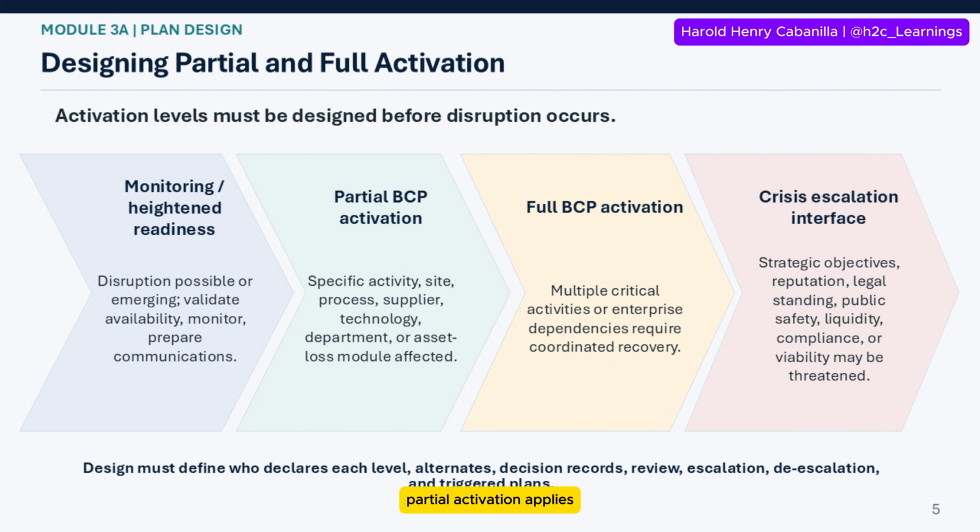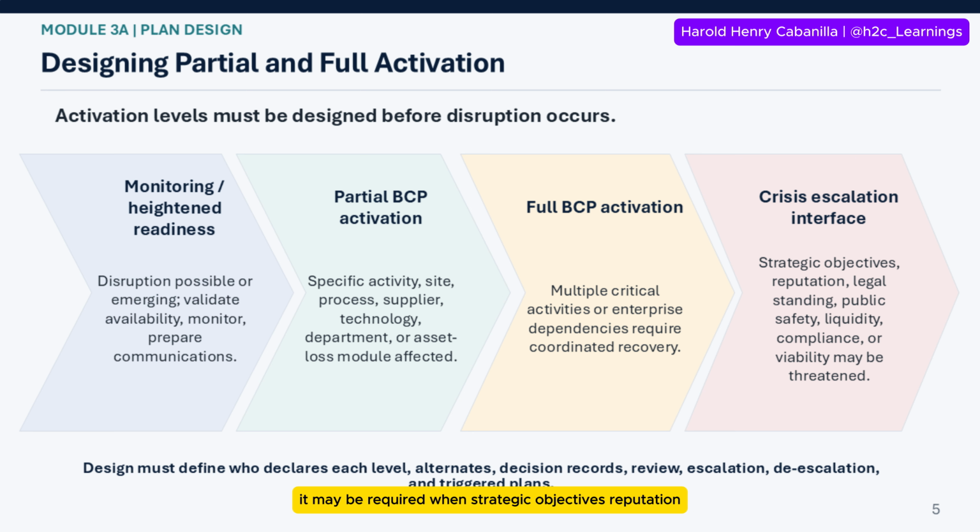Partial activation applies when disruption affects a specific activity, site, process, supplier, technology, department, or asset loss module. In this case, only part of the continuity arrangement may be required. Full activation applies when multiple critical activities, major dependencies, or cross-functional impacts require coordinated recovery. Full activation is more likely to require executive prioritization because scarce resources, dependencies, and competing recovery needs must be managed deliberately. Crisis escalation is a defined interface.